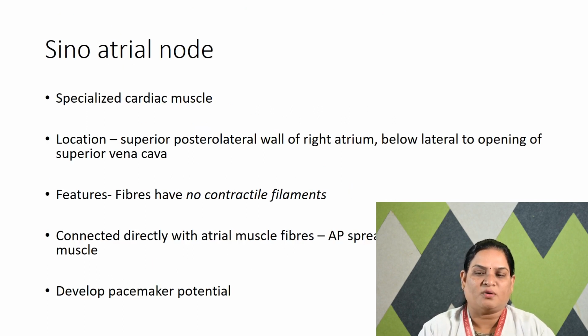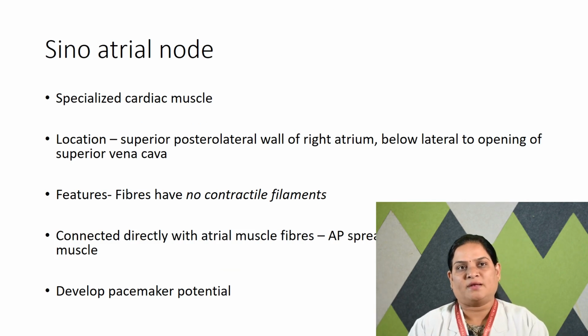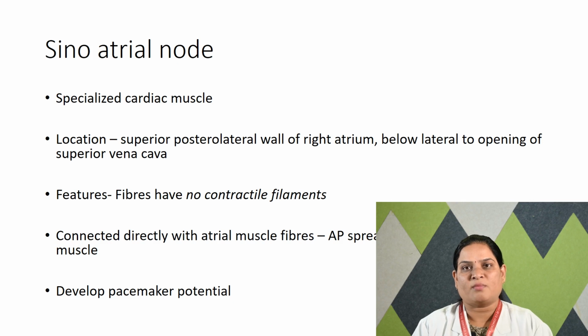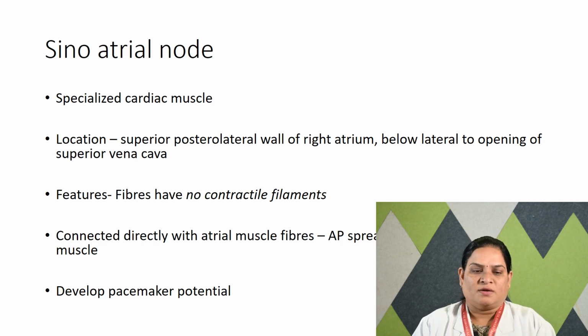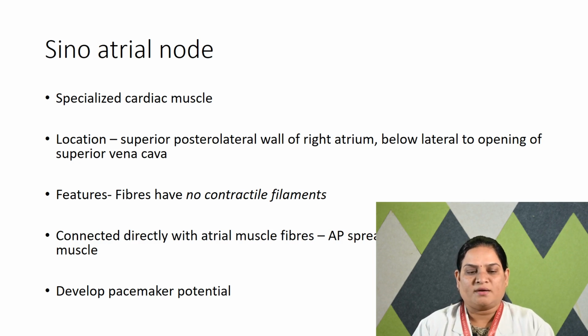Now the sinoatrial node, or SA node. The sinoatrial node is specialized cardiac muscle. The site of the SA node is the superior posterolateral wall of the right atrium, below and lateral to the opening of the superior vena cava. Features: the fibers have no contractile filaments. It is connected directly with atrial muscle fibers, and the action potential spreads immediately into the atrial muscles, and it develops the pacemaker potential.